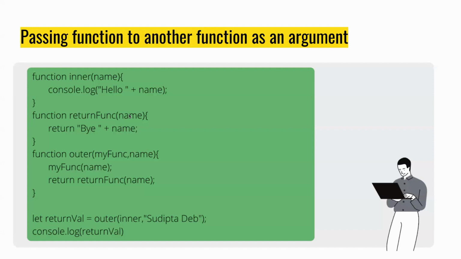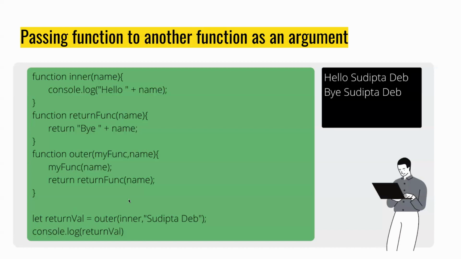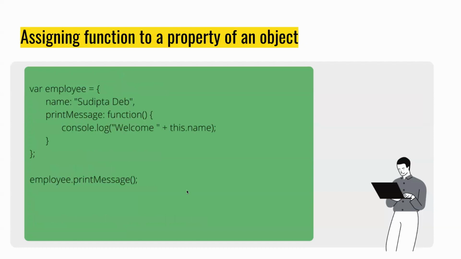So it is calling the return function, and the return function is basically returning a value which is bye name. So bye Sudipta Dev. This function will return bye Sudipta Dev, which will be stored here in the return value. So when we print with console.log, this will print bye Sudipta Dev. So first it will print hello Sudipta Dev, and then it will print bye Sudipta Dev. And that's exactly what you'll get, hello Sudipta Dev and bye Sudipta Dev. Awesome.